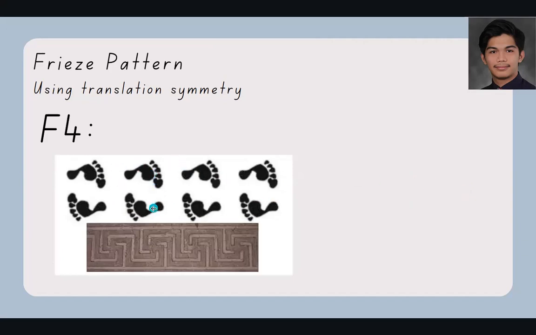The fourth frieze group contains translation and rotation half-turn symmetries. Think of it as a small circle over here. And what I mean by half turn is not a full 360 degrees, but more like 180 degrees. So you can say the foot just rotated right over here, which is the same case. And now it will be translated in one direction. As you can see, this is how this pattern works.